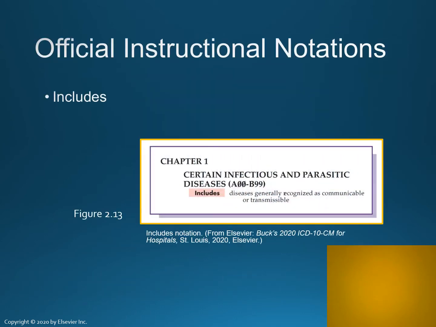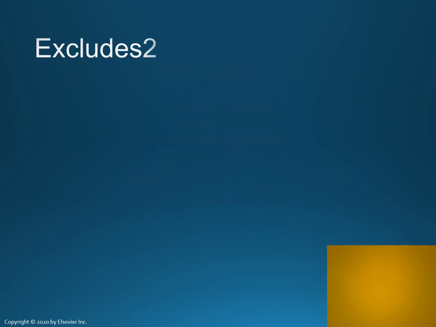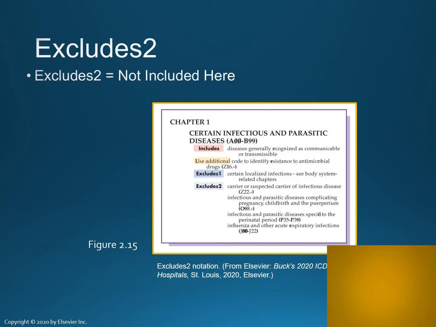Official instructions, there's notations all over the ICD-10 that give examples of category content, includes, gives the description, like you can see right over here, definition here. Excludes one means not coded here. So if your patient has a localized infection, you would have to go and see a body system related chapter. Excludes one, not coded here, not coded in this chapter. Excludes two means not included over here.